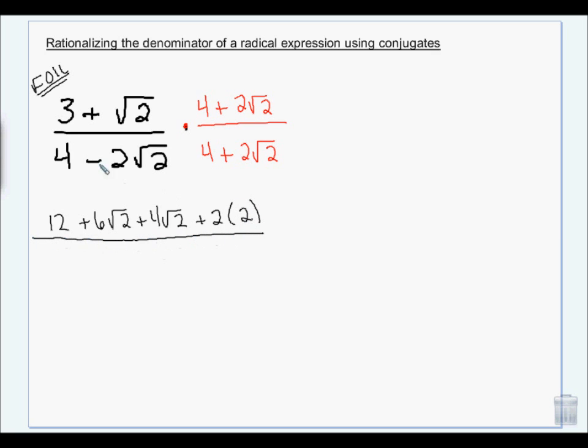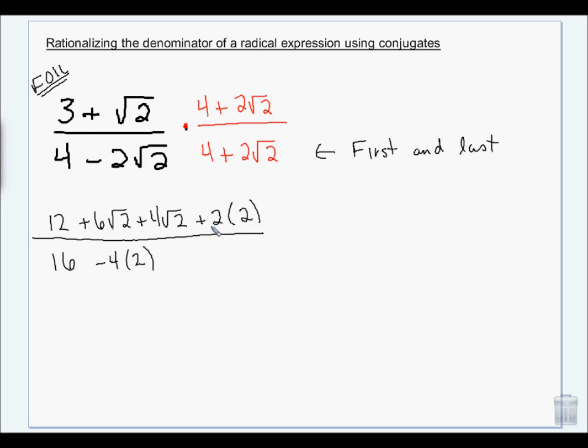And then in my denominator, I'm going to get 4 times 4, so that's 16. I'd have 4 times 2 root 2 and 4 times negative root 2 root 2. So those cancel. So I just multiply the first and the last. So I get negative 4 times 2. So here, just first and last. You don't have to FOIL.